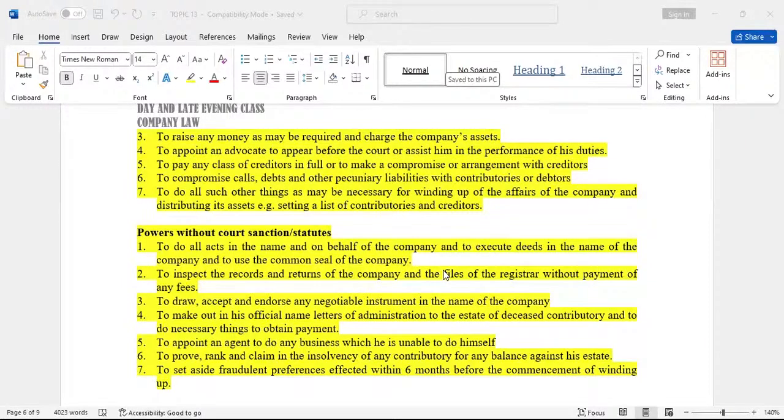It is the liquidator. Then to inspect the records and returns of the company and the files of the registrar without payment of any fee. Then to draw, accept, and endorse any negotiable instrument. Negotiable instruments are, for example, checks. So he has that right to draw them and negotiate them.